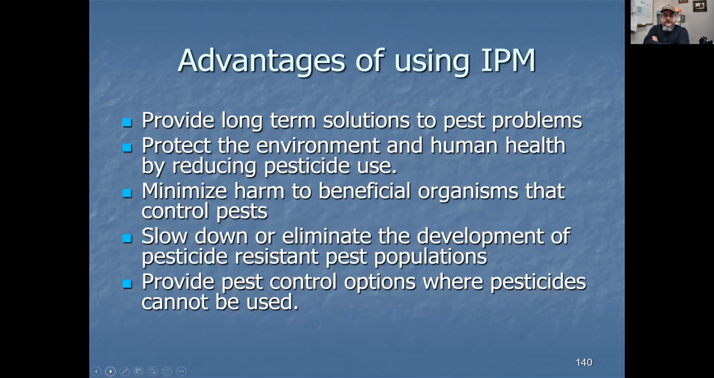So, what are the advantages of using IPM? IPM can provide long-term solutions to pest problems, can protect the environment and human health by reducing the amount of pesticide use, minimize harm to beneficial organisms that control pests, and slow down or eliminate the development of pesticide-resistant pest populations. Provide pest control options where pesticides cannot be used.